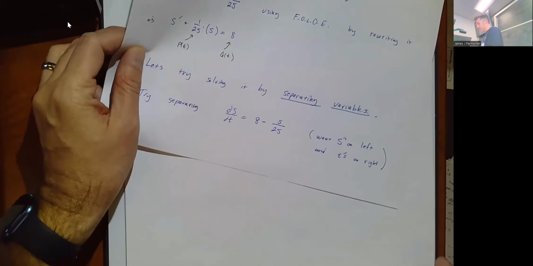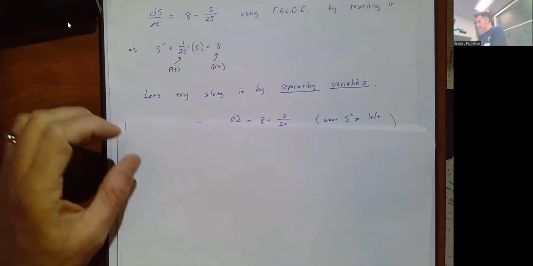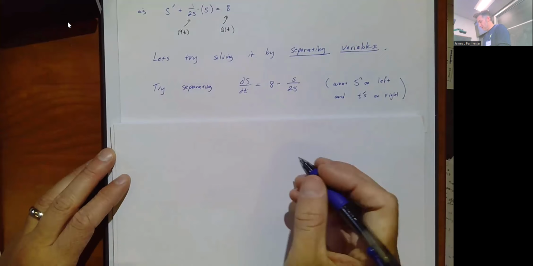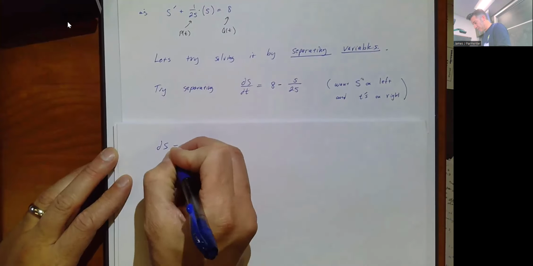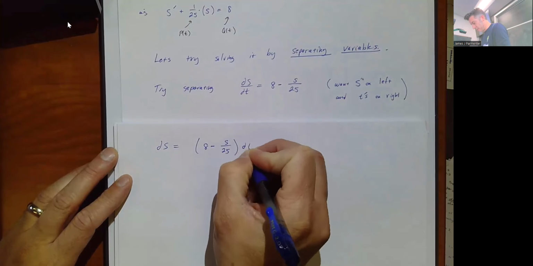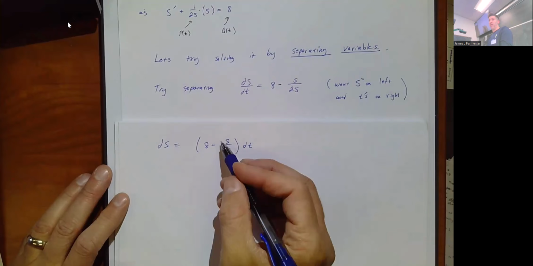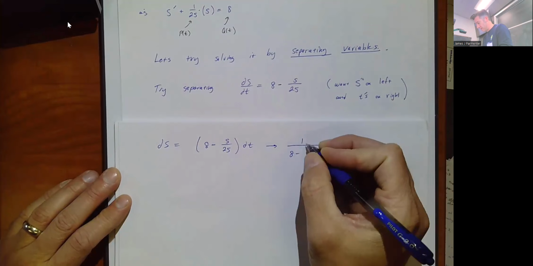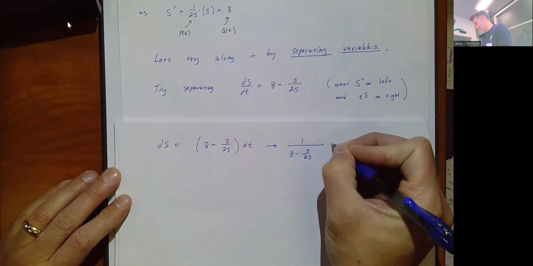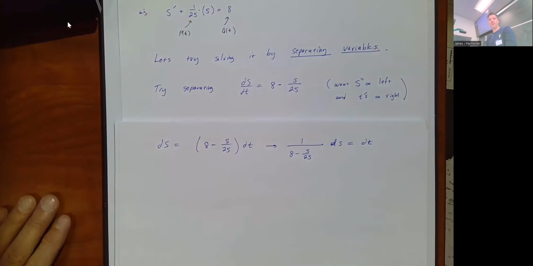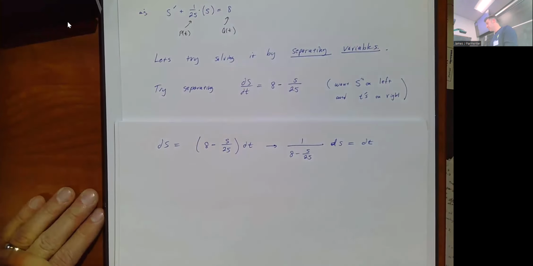If I was going to separate this and wasn't trying to be super specific about it, I might just say, well, I'm going to multiply the whole thing by dt. So I'm going to get ds equal to all of that times dt. And then you could literally just divide by all this so that you have 1 over 8 minus s over 25 ds equal to dt, which is fine. But there's a way to make this a little bit nicer.